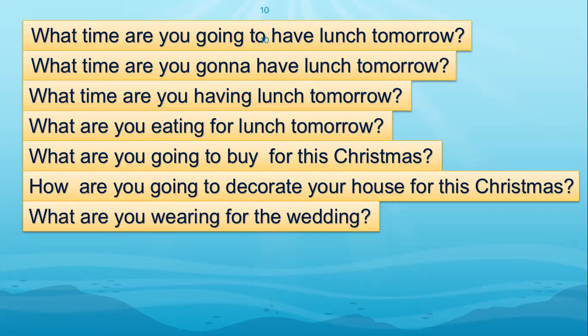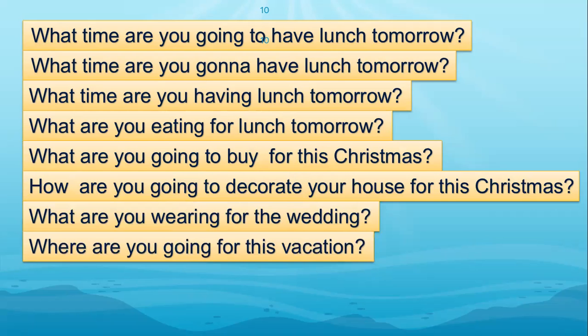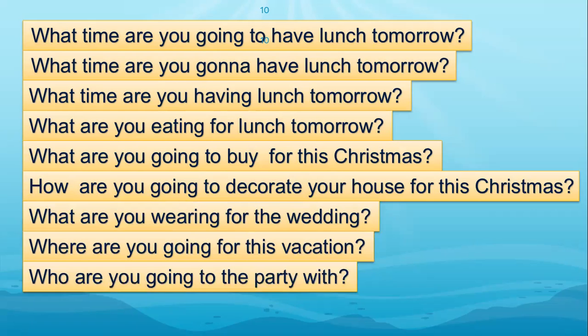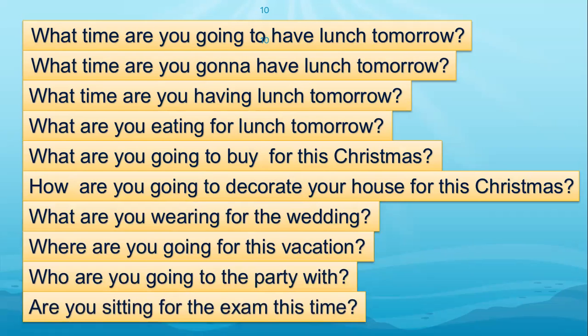What are you wearing for the wedding? Where are you going for this vacation? Who are you going to the party with? Are you sitting for the exam this time? Okay, now there are so many questions that you can ask about future plans of other people, right? Okay, now ask more. Make some more questions. Abdul, start making some more questions, similar questions.